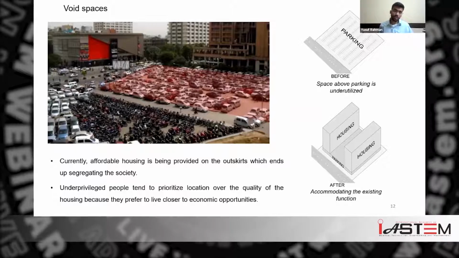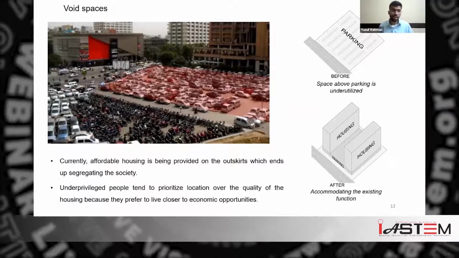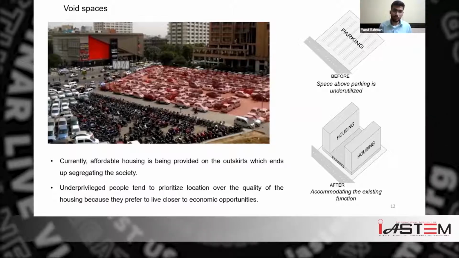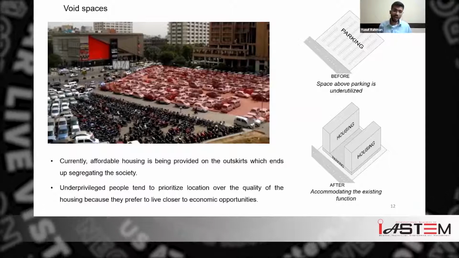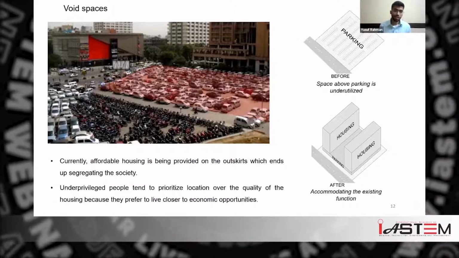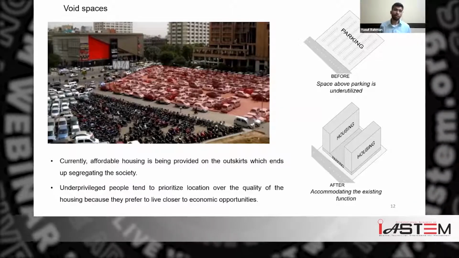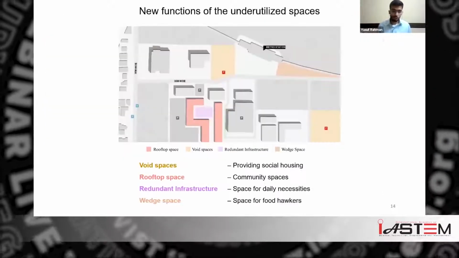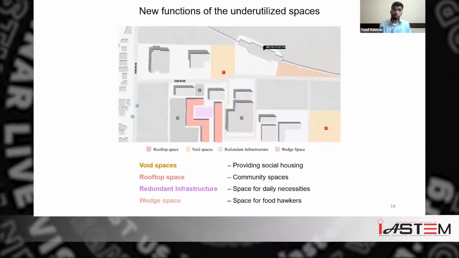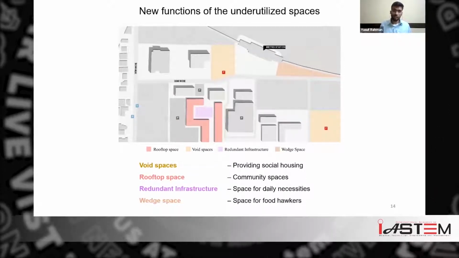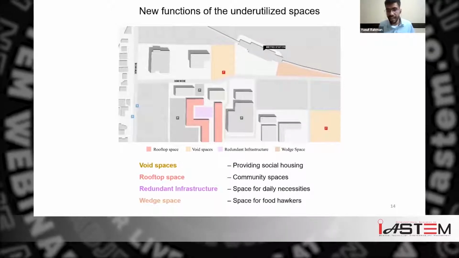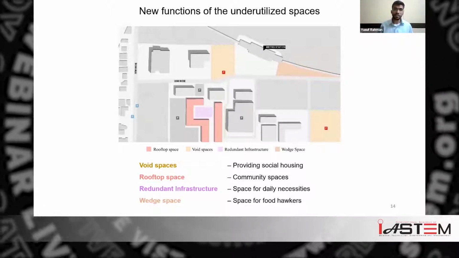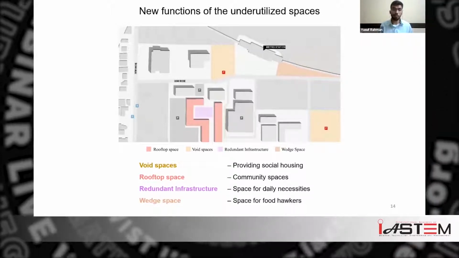Also, there are some researches which suggest that underprivileged people want to live near the city center, because in the outskirts of the city, there's not a complete ecosystem. For example, they would have to travel miles to get basic groceries and all that. So to sum up, my proposal was to inject housing in the void spaces, and the rest of the underutilized spaces can provide the necessary facilities that are important for housing.